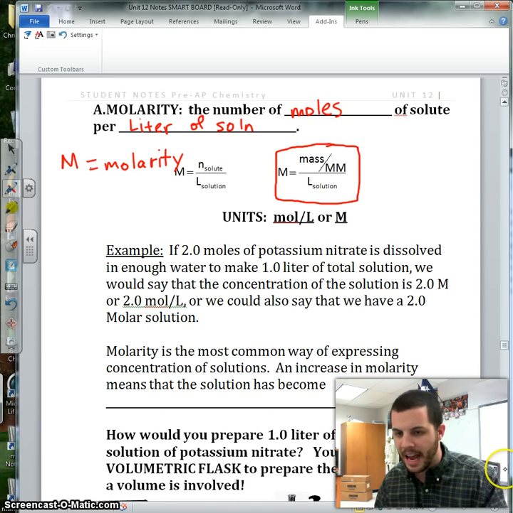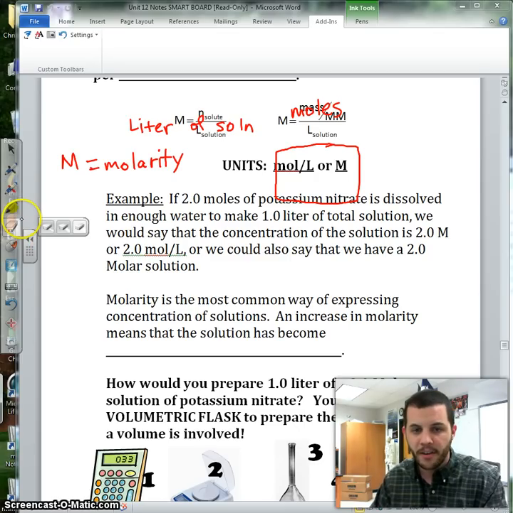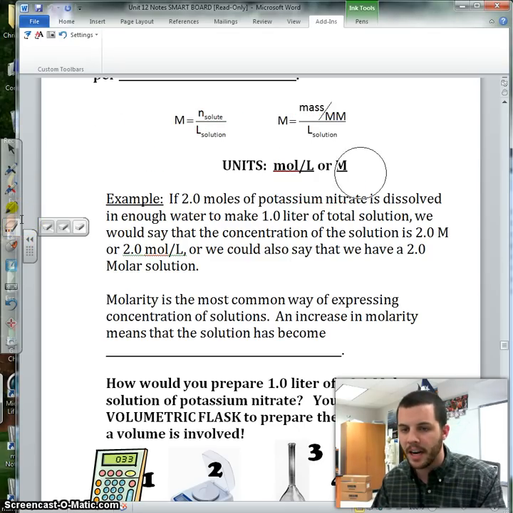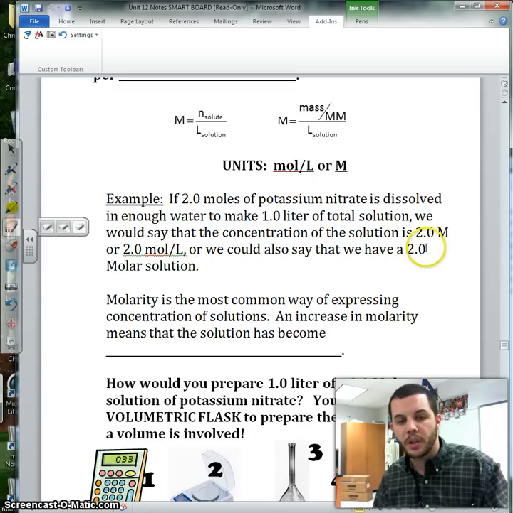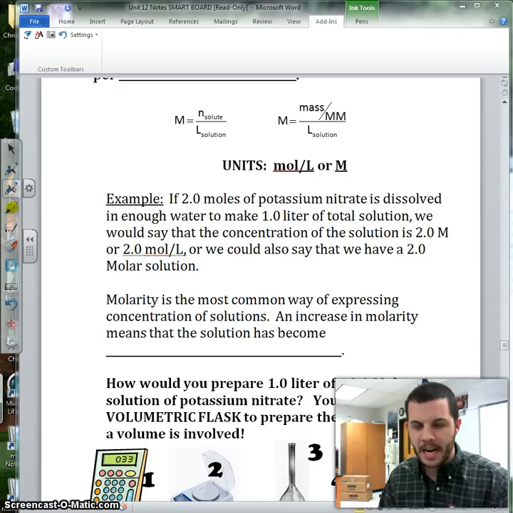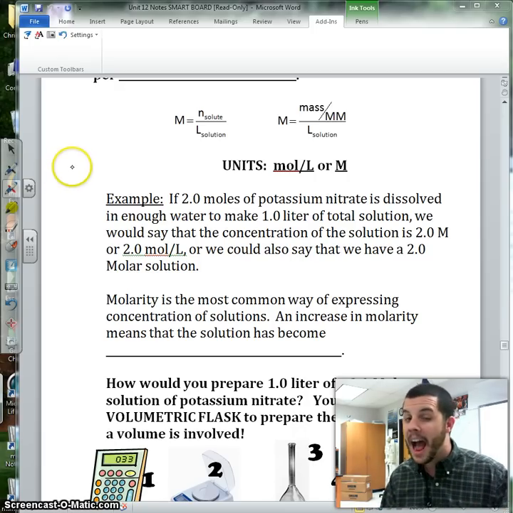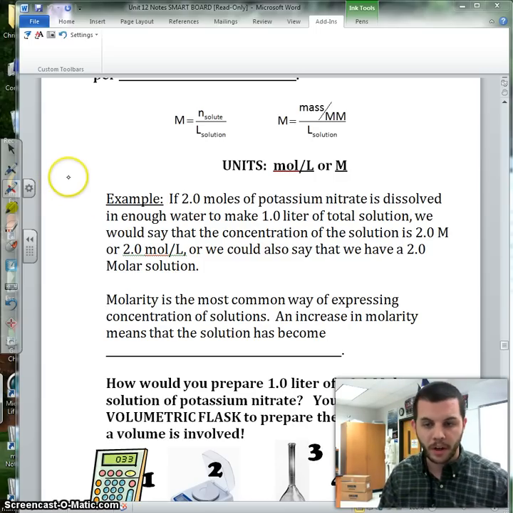So let's take a look at this first example. It says, if 2 moles of potassium nitrate are dissolved in enough water to make a 1 liter solution, we would say that the concentration of the solution is 2.0 molar. We could also say that we have a 2.0 molar solution. A 2.0 molar solution means that I have 2 moles of a substance for every 1 liter of solution. Now if I had 1 mole in half a liter, that's still a 2-to-1 ratio, so I would still call that a 2 molar solution.